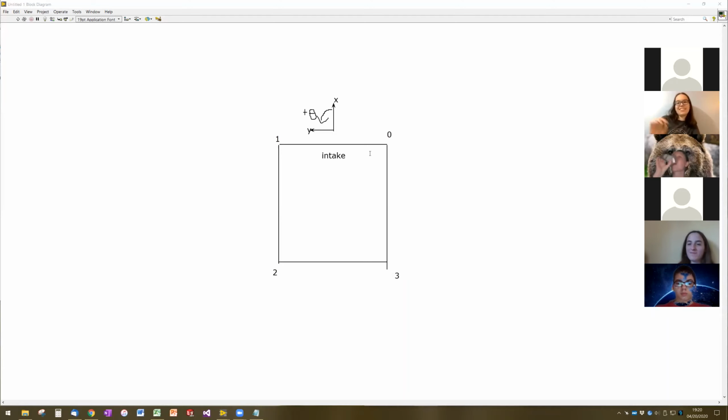You are correct. So 0 is in the front right corner. And then just like we move counterclockwise for the positive theta, we also move counterclockwise for the numbering. So we go 0, 1, 2, 3, counterclockwise around the robot. Does anyone have any questions on the Swerve drive numbering or the coordinate system that we've got? Okay.